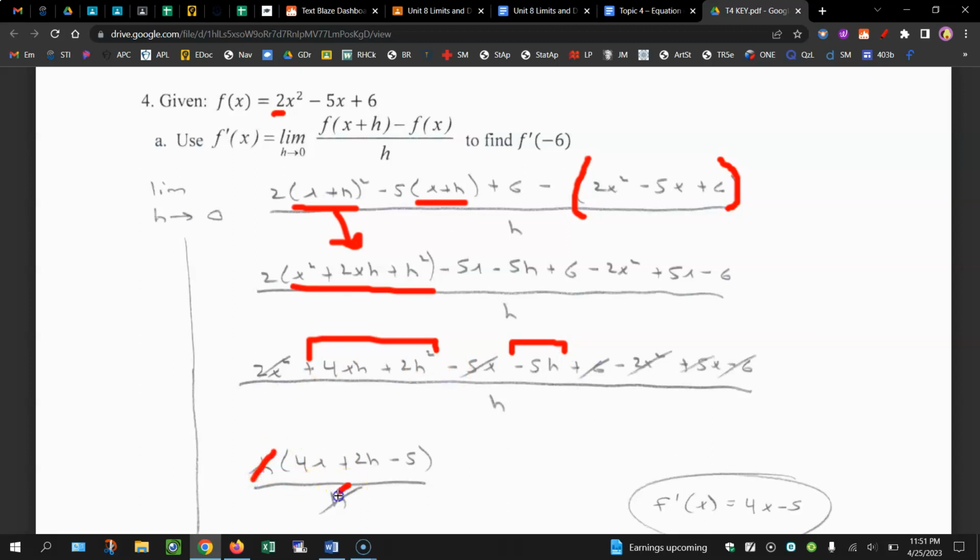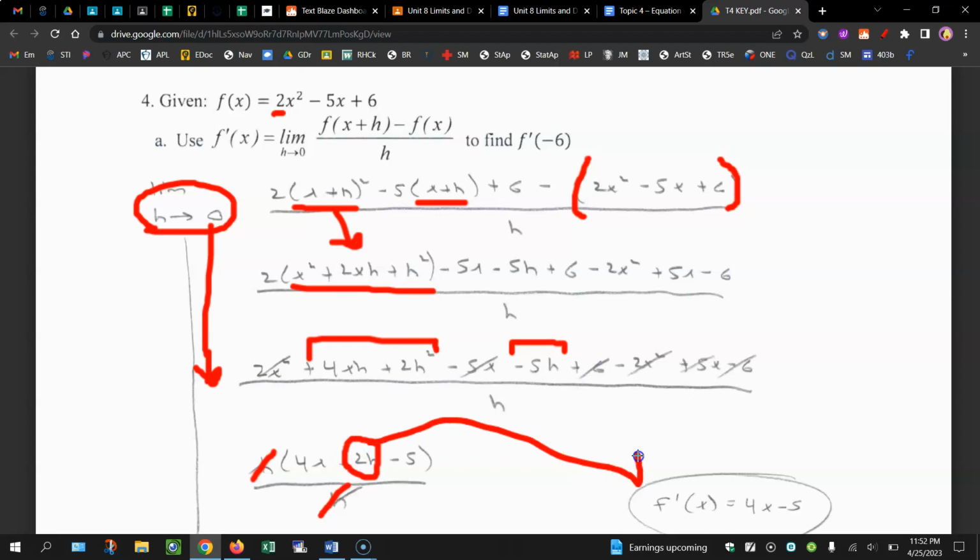H simplifies with h. Remember, the whole goal this entire time is to plug in h as 0, but in all these steps here, that would make it undefined until we can simplify the h's. Then we can plug in h as 0 here. That's going to make this whole term 0, leading you to just get a derivative of 4x minus 5.